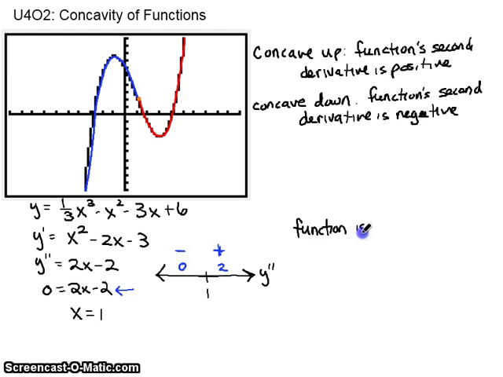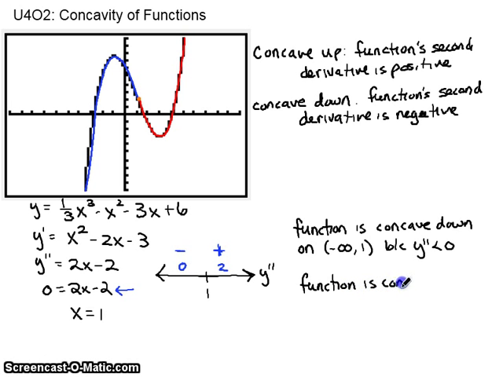So we know, based on that, that our function is concave down on the interval negative infinity to 1, and our reasoning would be our second derivative is less than 0. And we're going to say our function is concave up on the interval 1 to infinity, and that's going to be because our second derivative is greater than 0. So again, there's your AP justifications. Y double prime is less than 0 means concave down. Y double prime is greater than 0 means concave up.